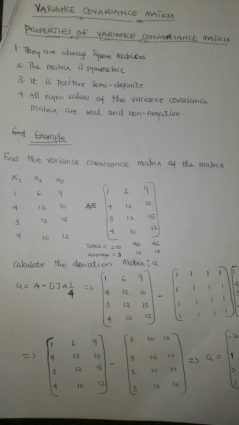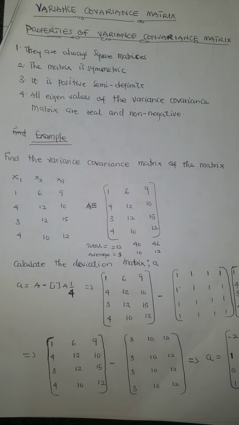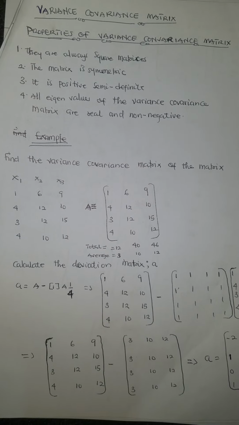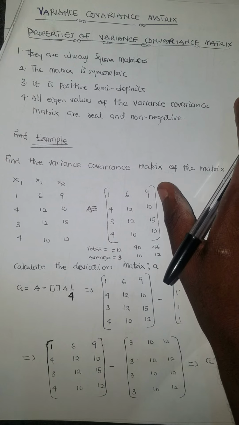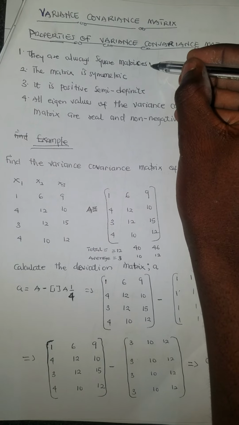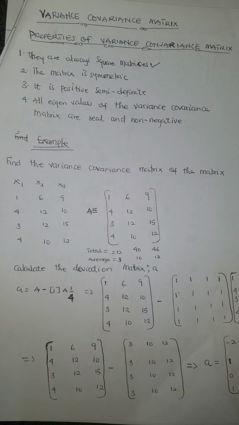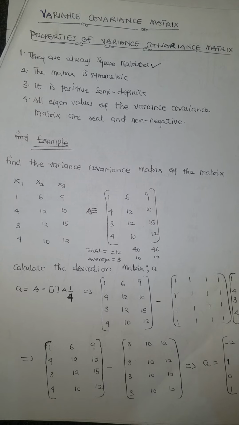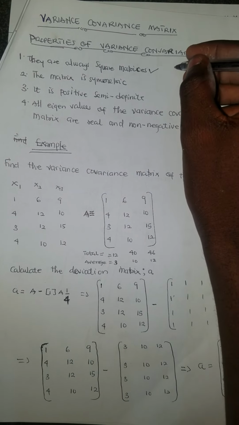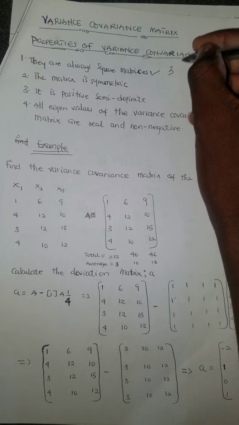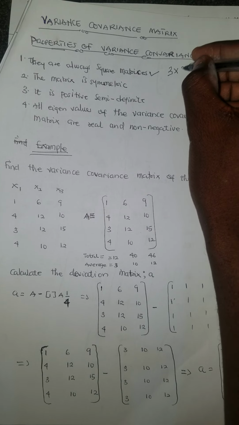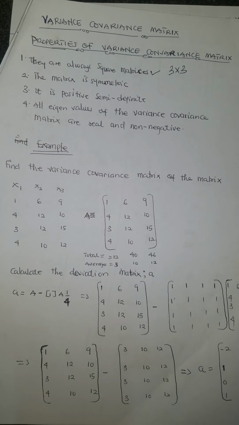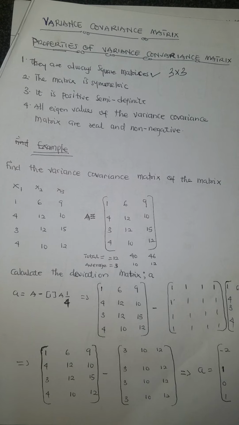Now we want to look at some of the properties of the variance covariance matrix. The first property is they are always square matrices. There is nowhere you will see a variance covariance matrix not being a square matrix. Being a square matrix means that it has the same number of rows as columns.